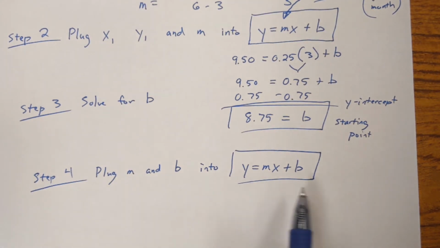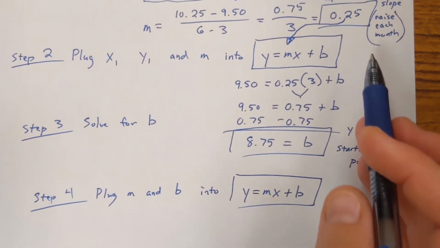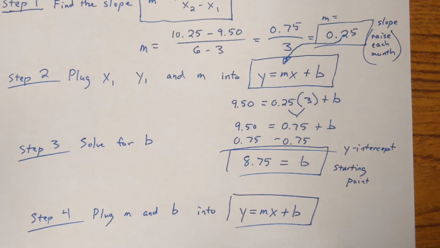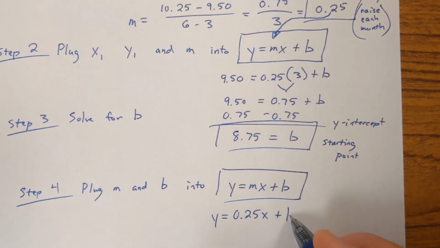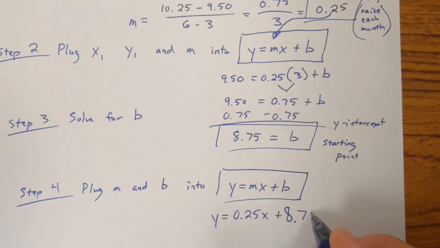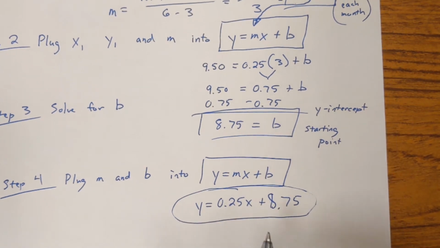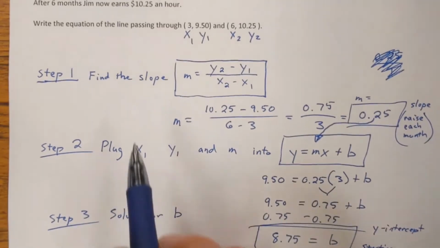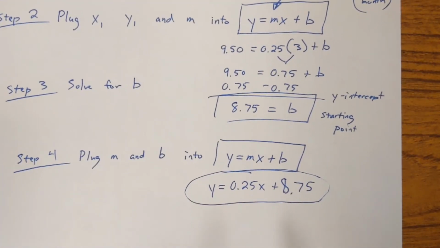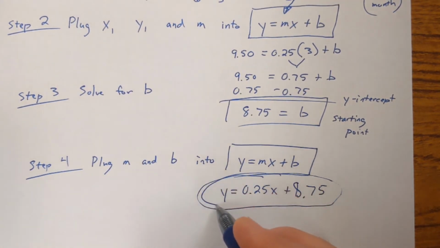Our final step is we're going to be able to take these two important numbers, m and b, plug them into our equation. So we're going to take our 0.25 and plug it in for m, and our 8.75 and plug it in for b. Now we're going to leave the x and the y alone, and this is our final answer. This is the equation of the line that passes through both of our original points, and it's the only line that will go through both of them. Okay, so this is how we write our final answer.